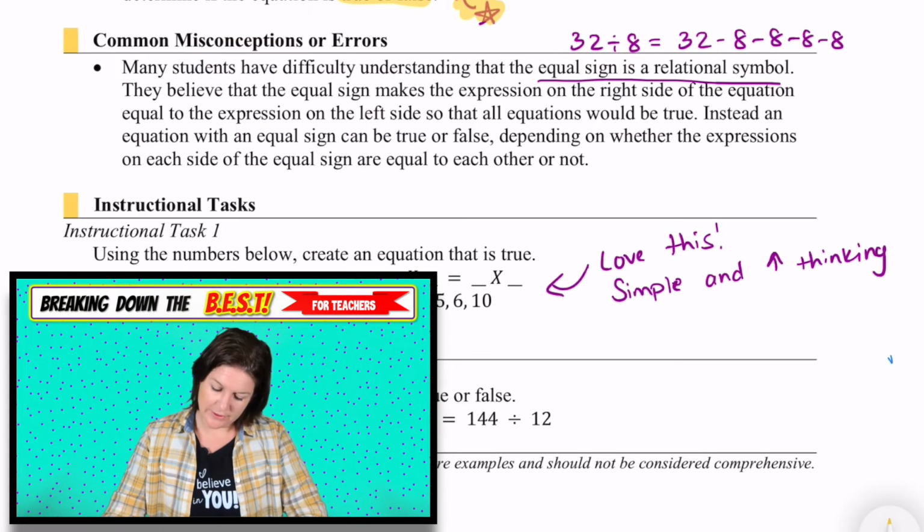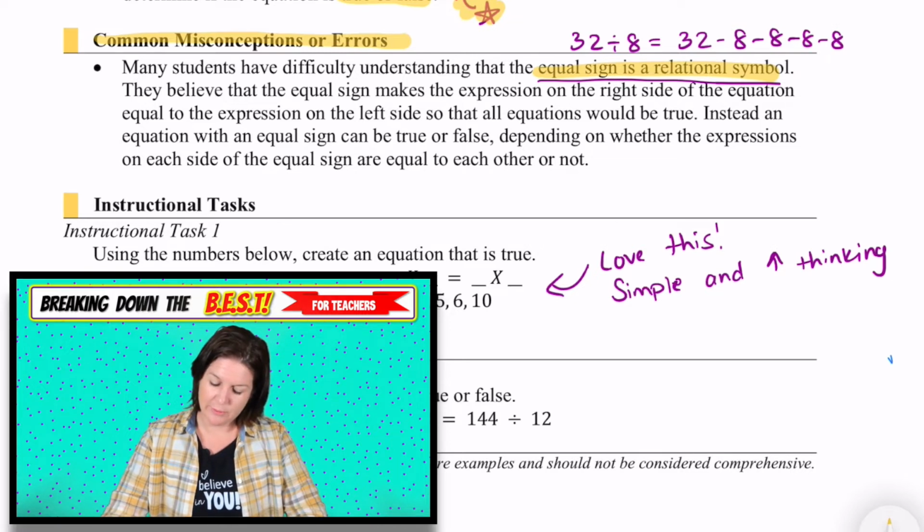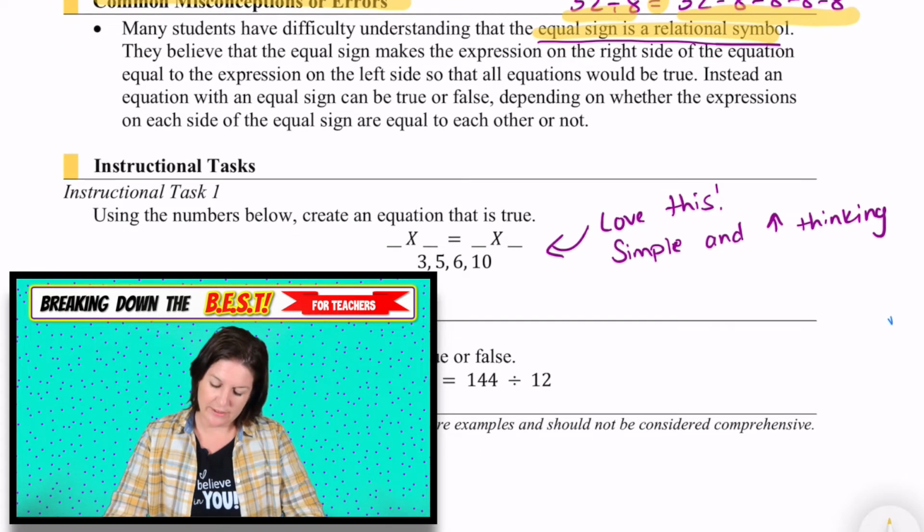Here in the common misconceptions, it says that students might have difficulty understanding that the equal sign is a relational symbol. That we're not really doing anything with it, we're just relating one side to the other. And that even though we can put the equal sign there, it can be true or false.